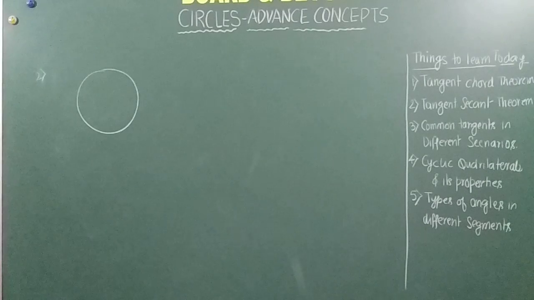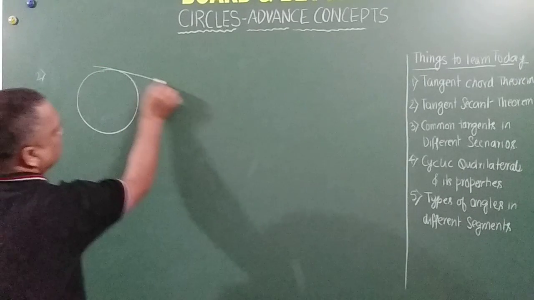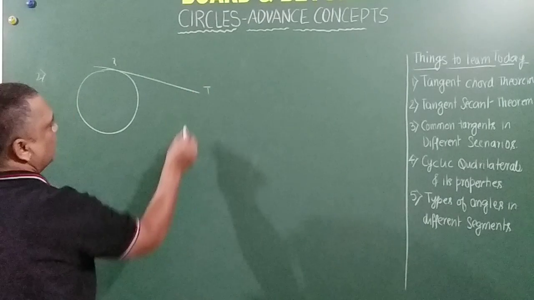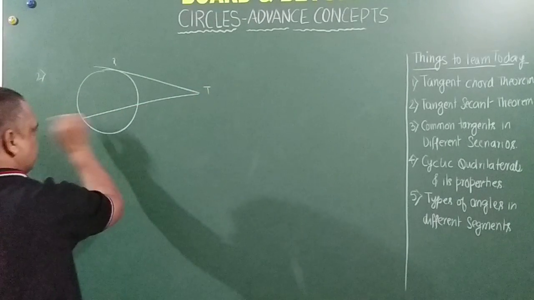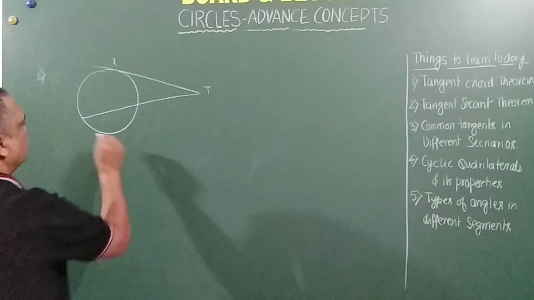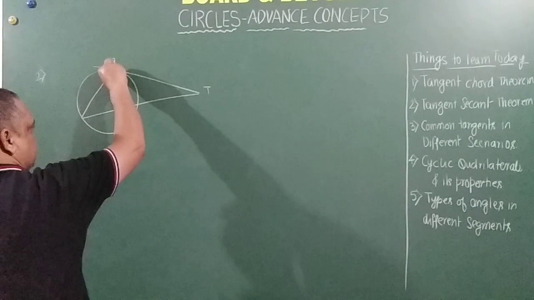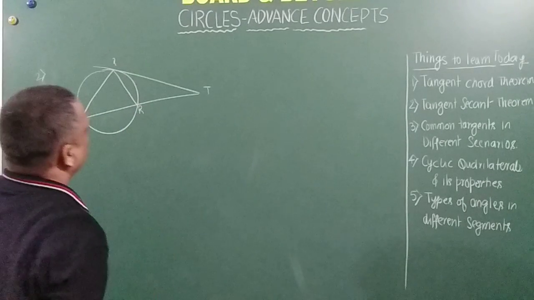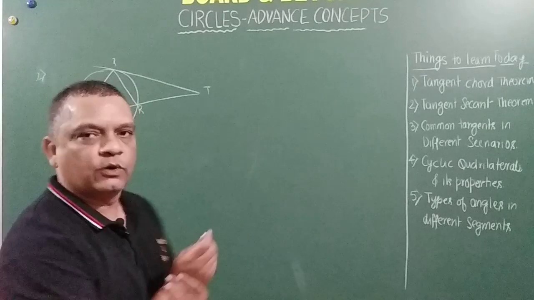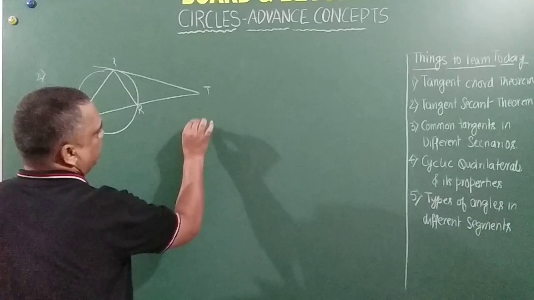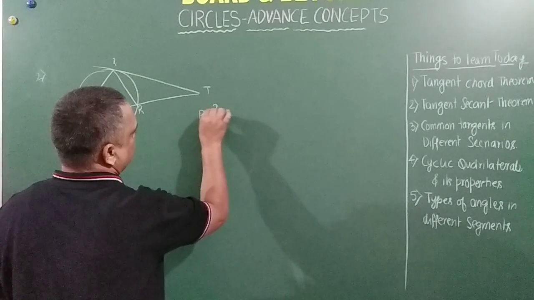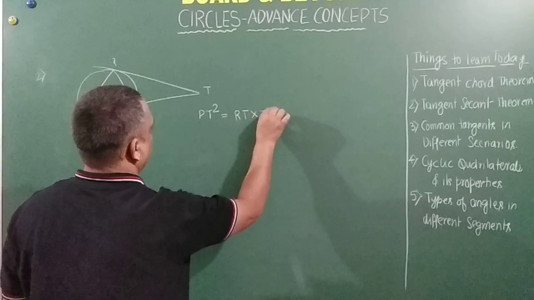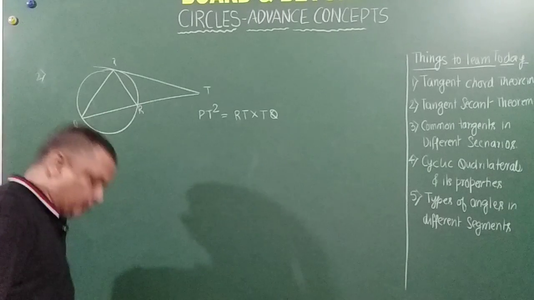let's say this is a circle, right? I draw a tangent. Let's call the point of contact T, call the external point P, and from this point I draw a secant to the circle. Let's join this and this, so let's call them P, Q, R. Right, friends? Now this theorem says that PT square is equal to RT into TQ. So this theorem says like this.